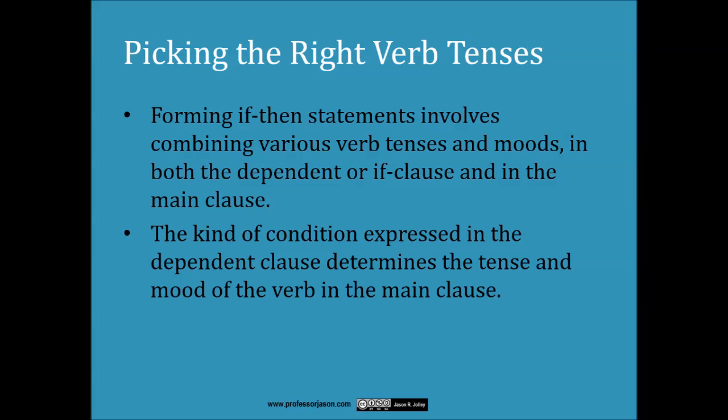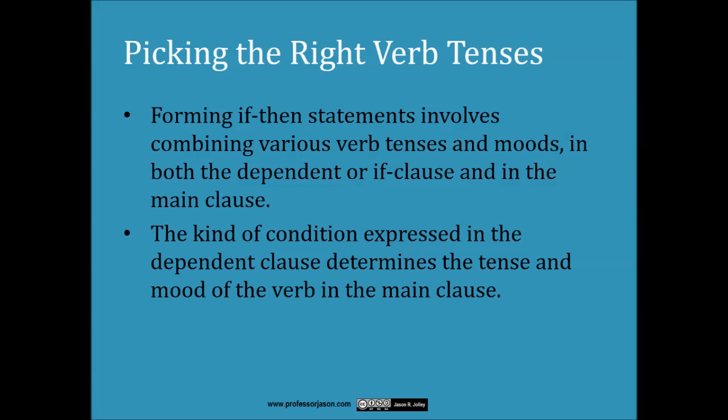So as you can see from those examples on the previous slide in English, right, using different kinds of if-then statements involves combining various verb tenses and moods in both the dependent or if clause and in the then or main clause. So the obvious difficulty, and probably the reason you're watching this lesson, is determining which tense to use in various kinds of if-then statements. The key, I think, is understanding that the kind of condition expressed in the dependent or if clause determines the tense and the mood.